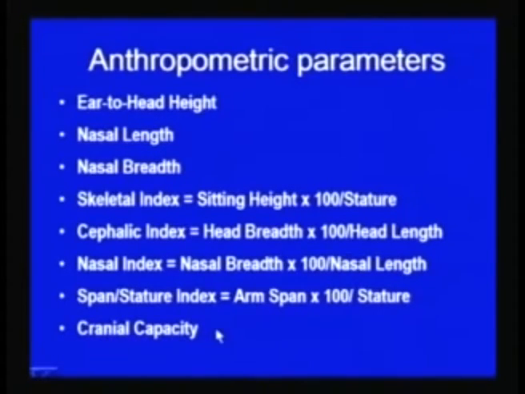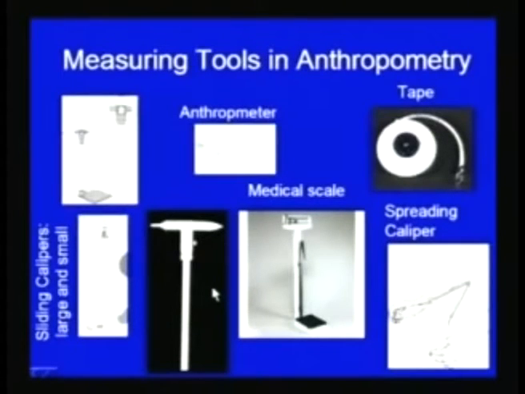Cranial capacity. So, these were some other anthropometric dimensions which are measured for designing the engineering systems, and these dimensions are measured using various tools to collect the data and find the average and the spread in the data. And these are, you can say, tape, medical scale, spreading caliper, anthropometer, and the spring caliper, large and small in size.